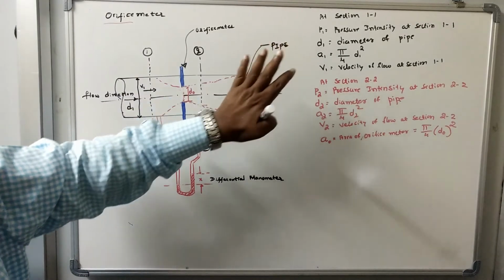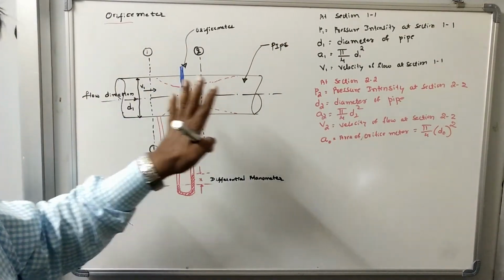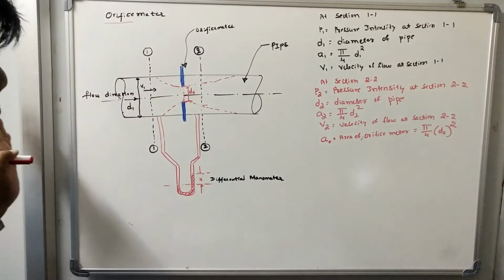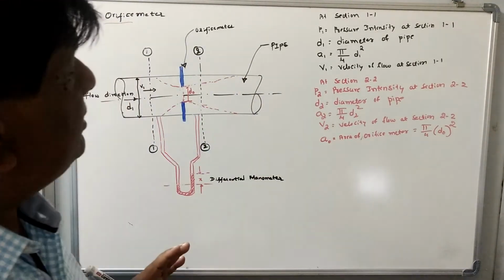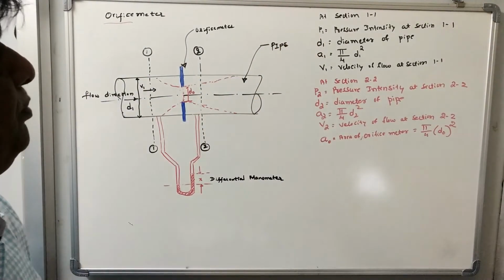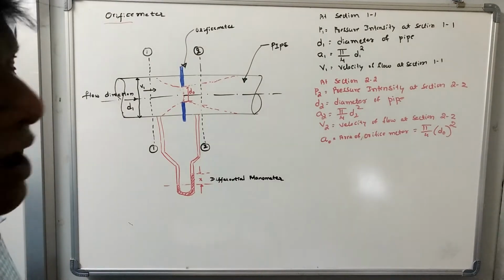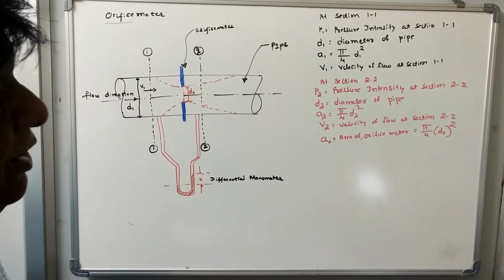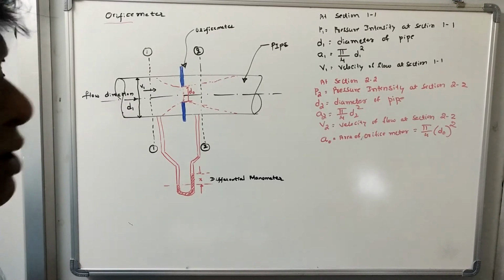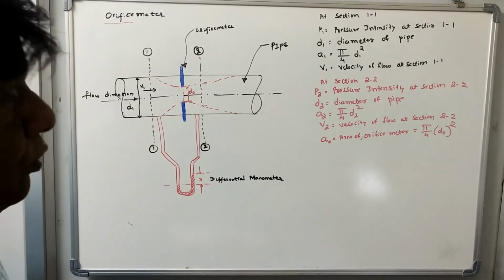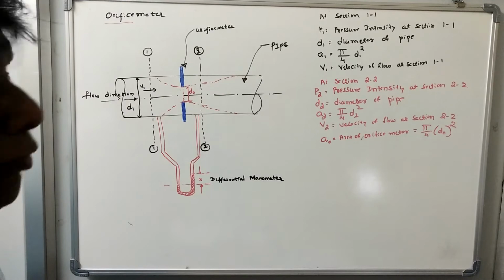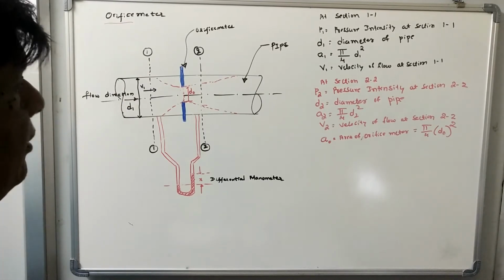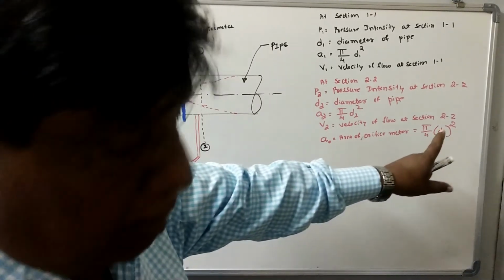So this is the pipe, the orifice meter, and the sections. One section we have taken at the upstream side of the orifice meter, another at the downstream side. These are the various values: P1, D1, A1, V1 are the pressure intensity, diameter, cross-sectional area and velocity at section 1. Similarly, P2, D2, A2, V2 are the pressure intensity, diameter of pipe, cross-sectional area and velocity at section 2. The diameter of the orifice, that is the hole in the plate, is D0, and its area A0 is pi by 4 D0 square.